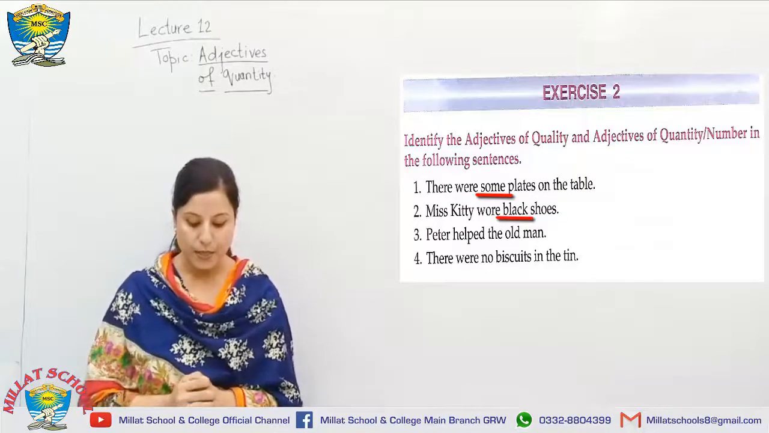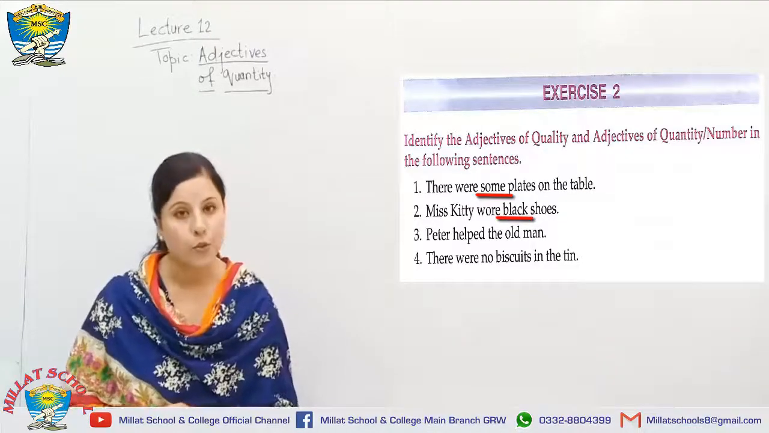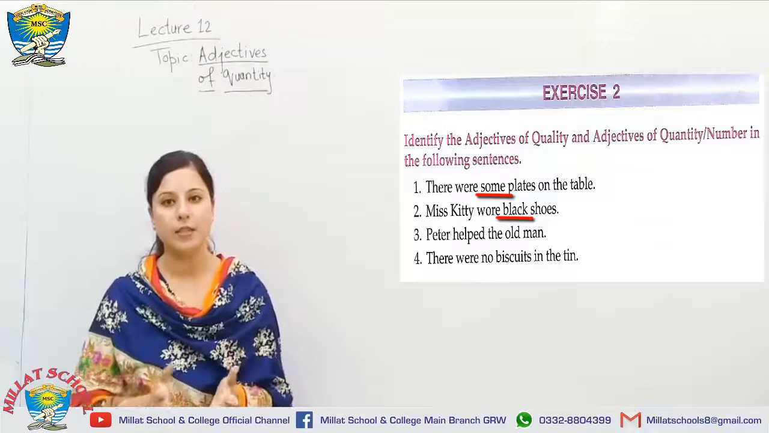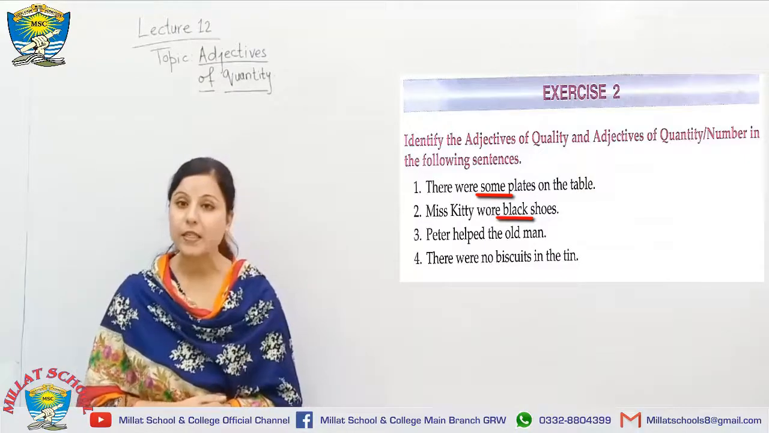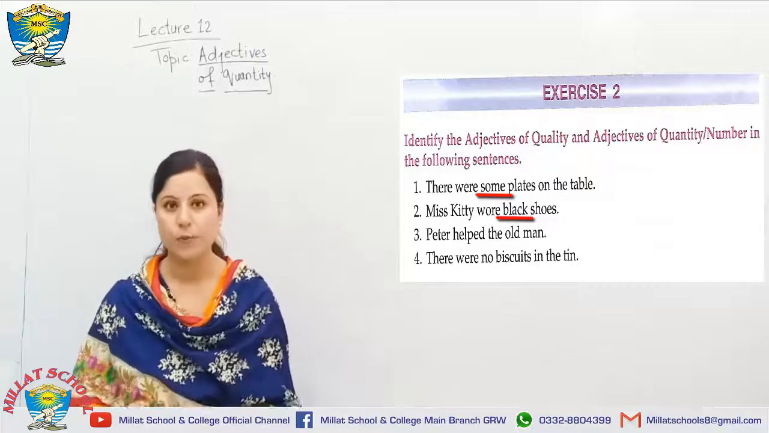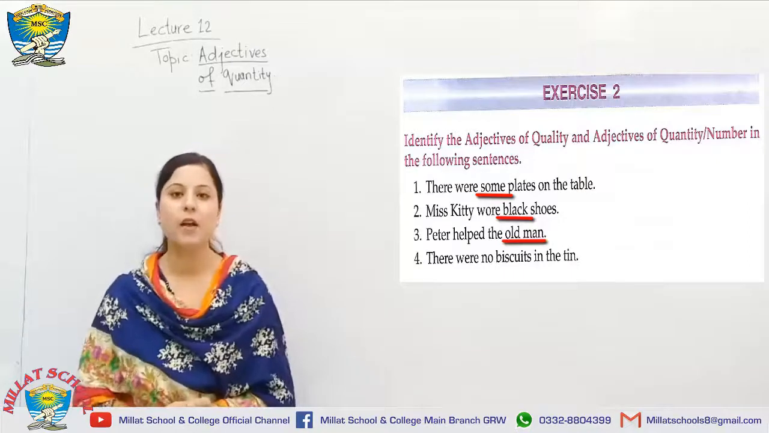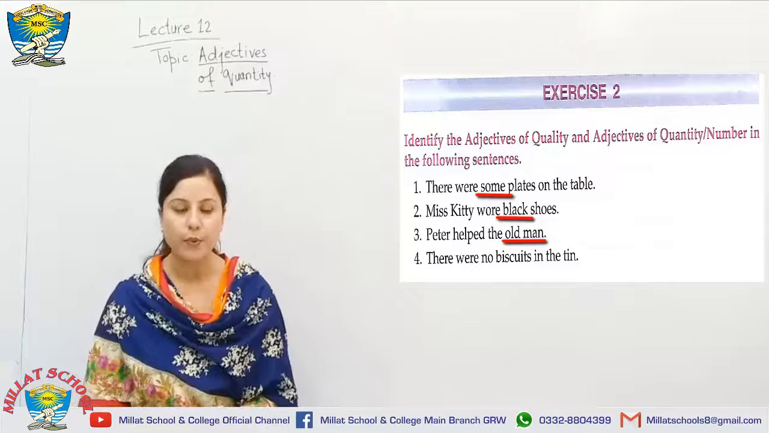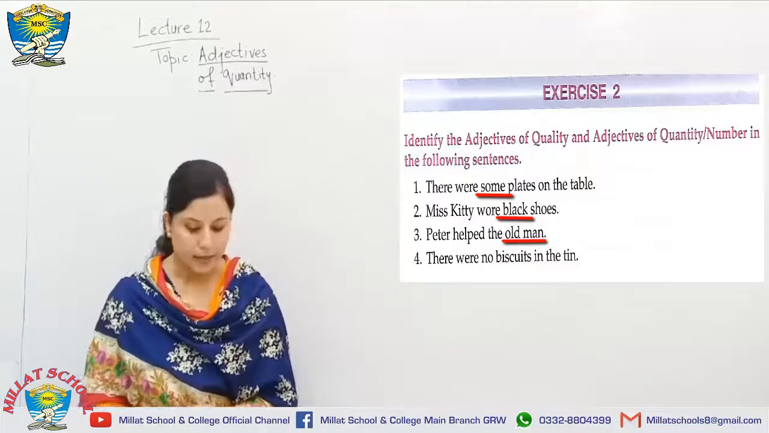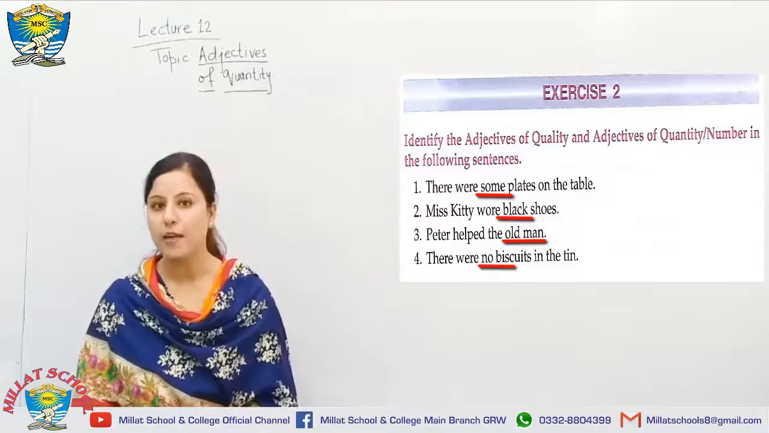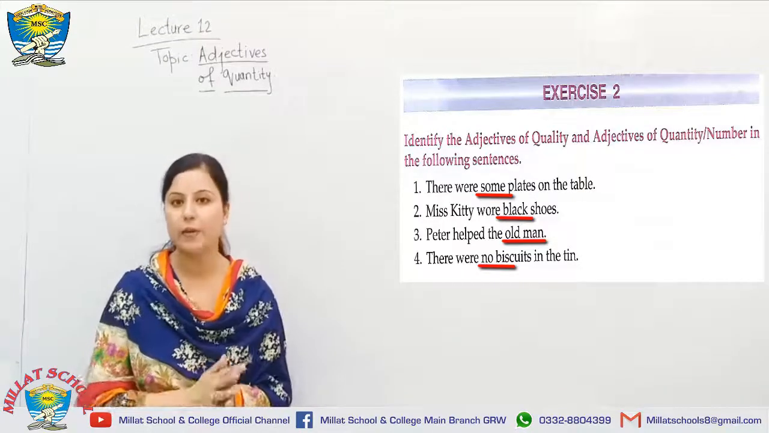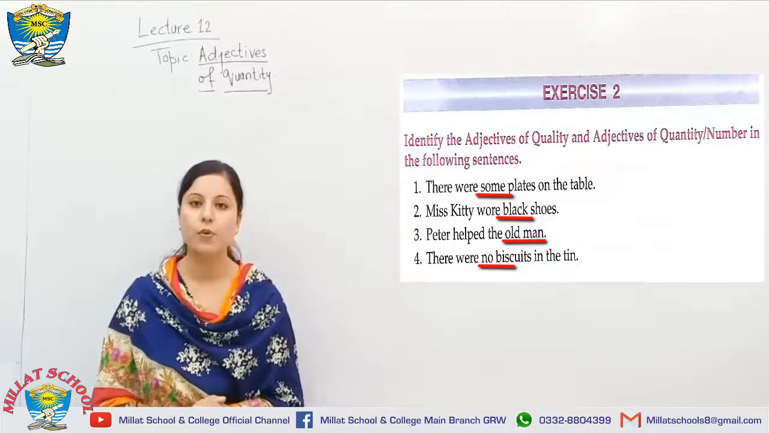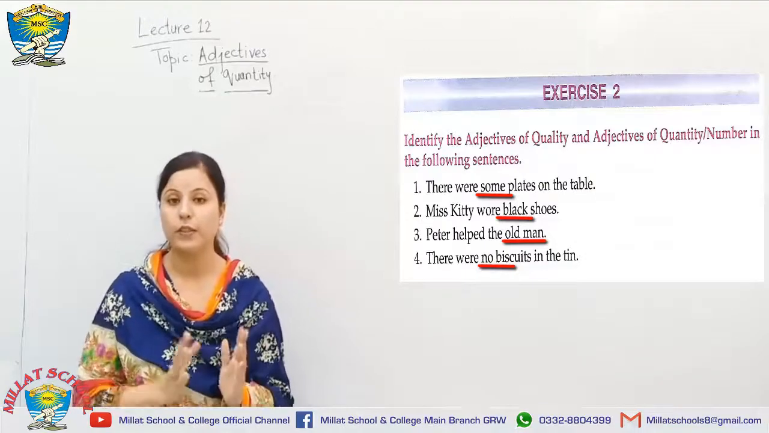Number 2. Miss Kitty wore black shoes. What kind of shoes? Black. So black will be counted in the quality. Number 3. Peter helped the old man. Which man? Old man. Yes, this is the quality of a man, that he is old. So old will be your adjective of quality. Number 4. There were no biscuits in the tin. How many biscuits? No biscuits. This is your indefinite. No biscuit. You are not able to count anything. So it will be counted in indefinite quantity of the adjectives.